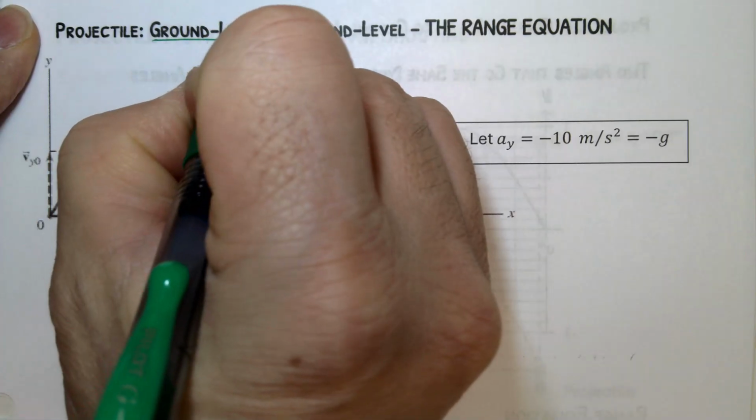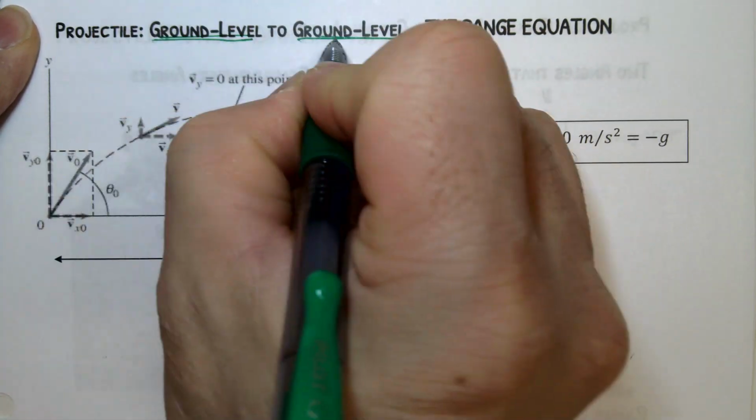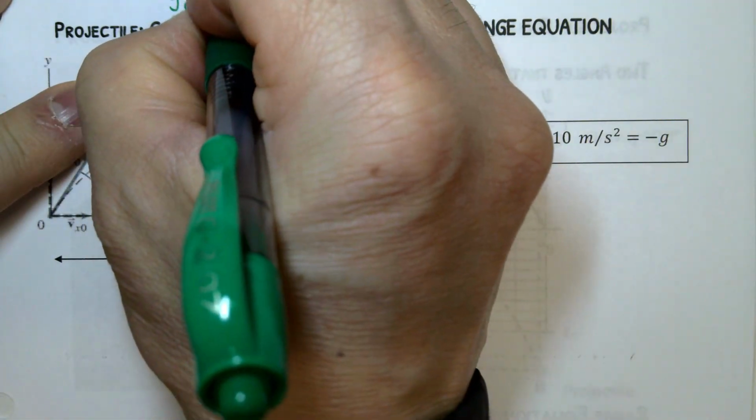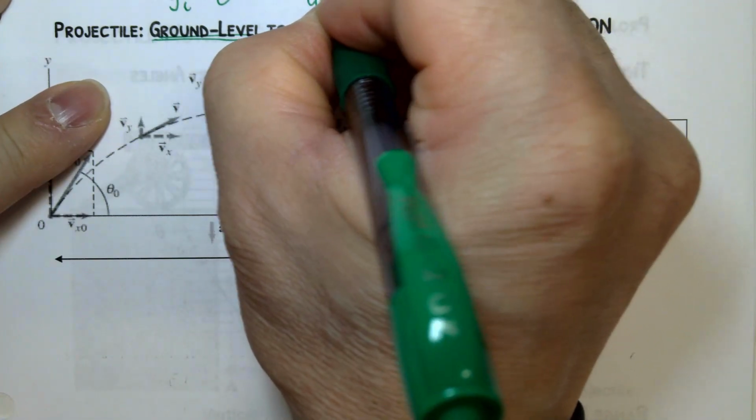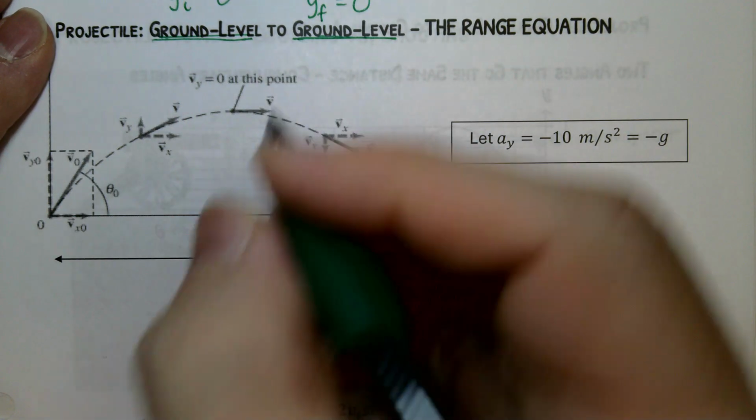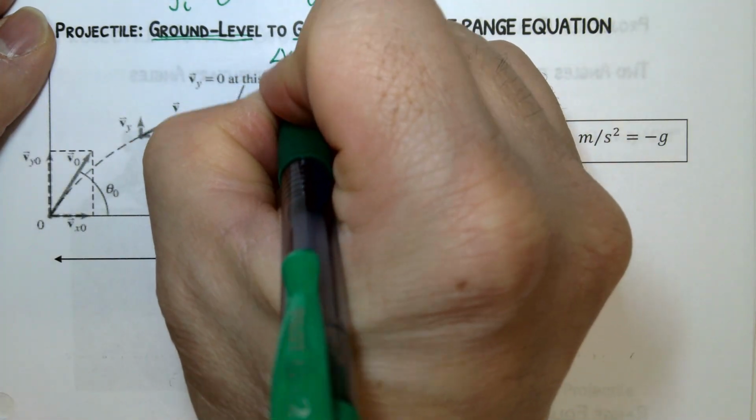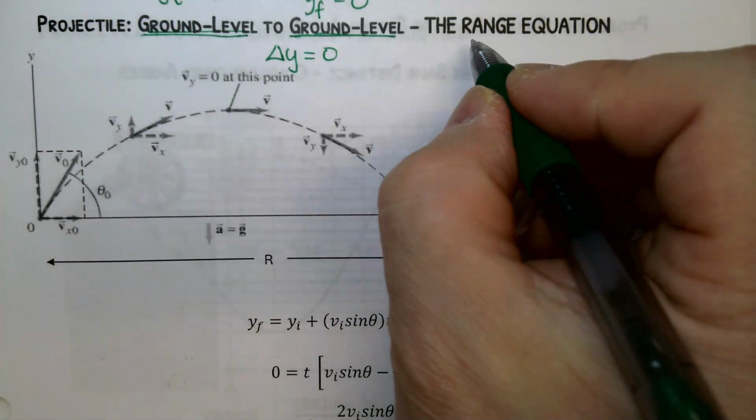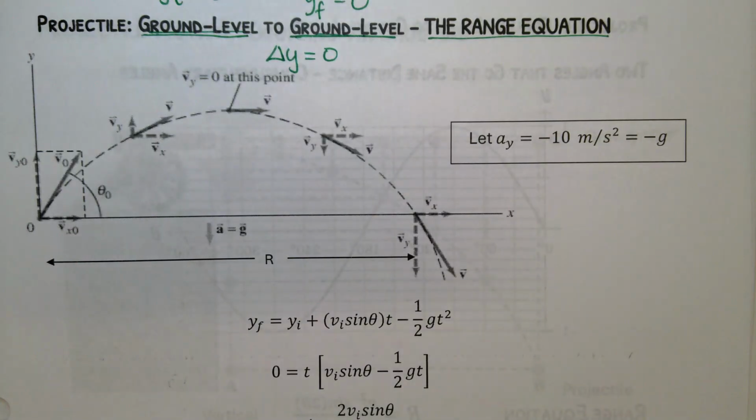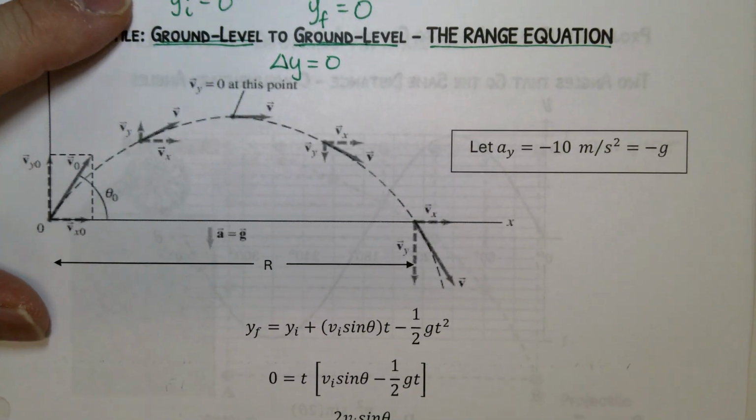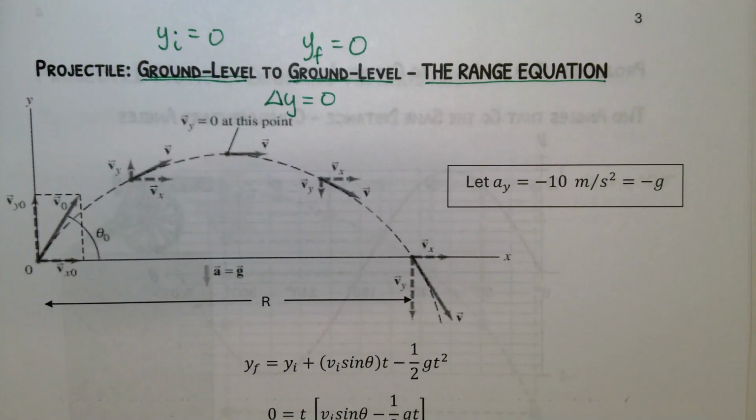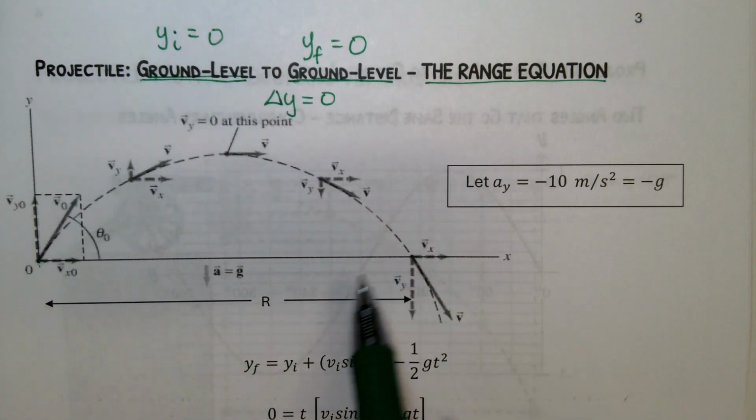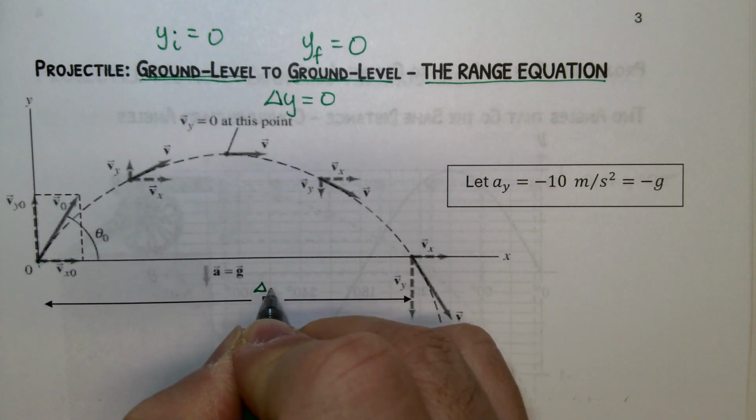So here, projectile ground level to ground level. What does that mean? That means my initial starting position in y is 0, and my final position in y is also 0, which means my delta y is equal to 0. Okay? And that's the range equation. So don't use this. I'm just doing it just to prove something. Okay? So this delta x from here to here is the range.